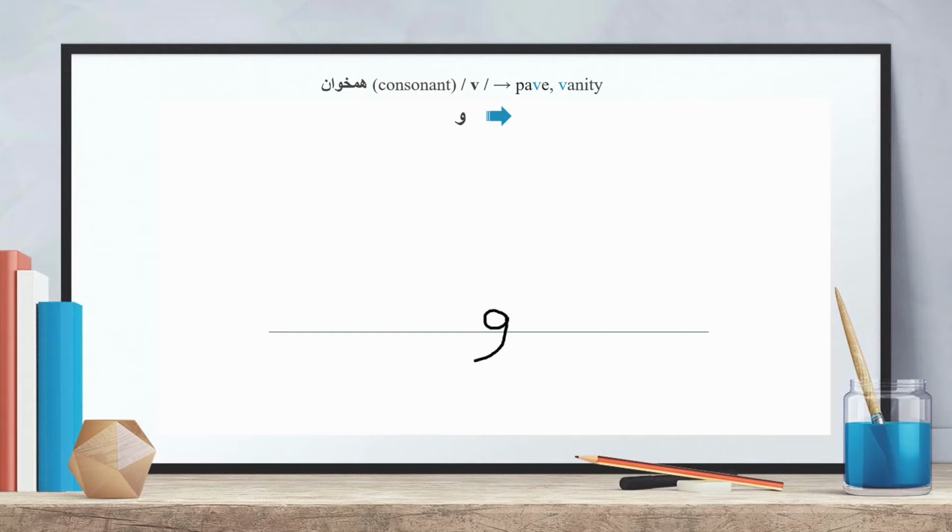Just bear in mind that ve can only be connected to the previous letters. So I show you once here. We start from here, we go upward and make a circle. And then once more from here, we go downward to the left.